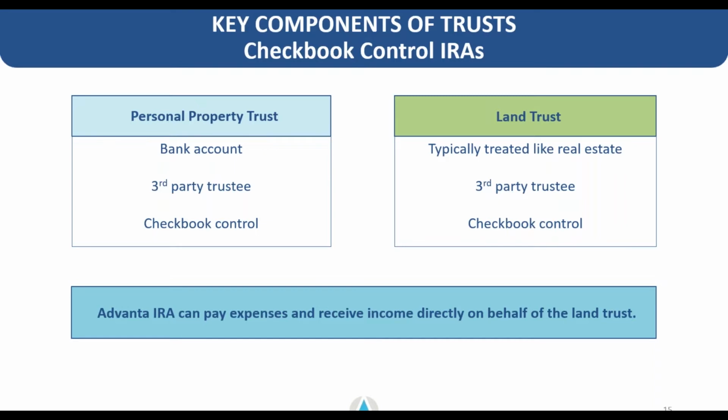When you have a land trust, which is a bit different in structure, they're typically treated like direct real estate. So you do have your third-party trustee. That trustee does have access to checkbook control, but really, again, those trustees in either scenario are going to be the ones that are actually making most of the financial transactions. The cash flow in and out is flowing through that trustee rather than the account holder directly. An Advanta IRA can pay expenses and receive income directly on behalf of the land trust. I've seen those processed plenty of times. We hold the actual land trust as the asset on file in our records, and we receive and process all of the cash in and outflow.